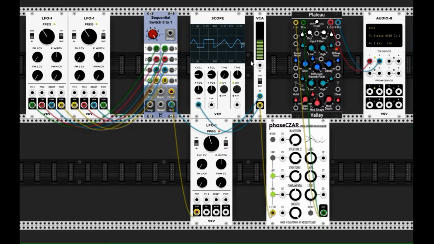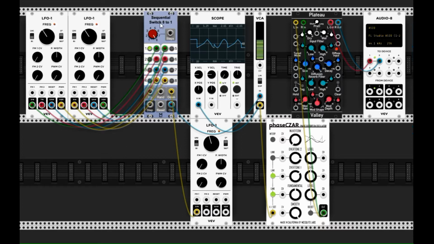Alright, well. So here we have the patch from the book. The central unit is this sequential switch, 8 to 1, meaning 8 inputs are led to 1 output here. The output of the switch leads to an attenuating VCA, and from there it goes to the sounds section containing the VCO, Plateau as a reverb, and the main audio out.